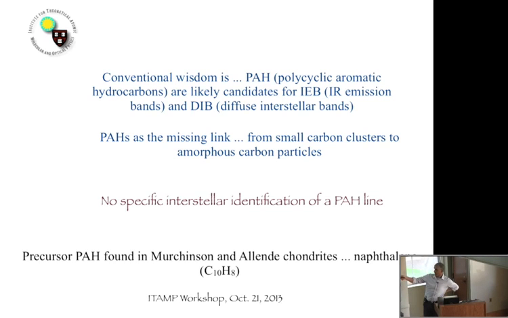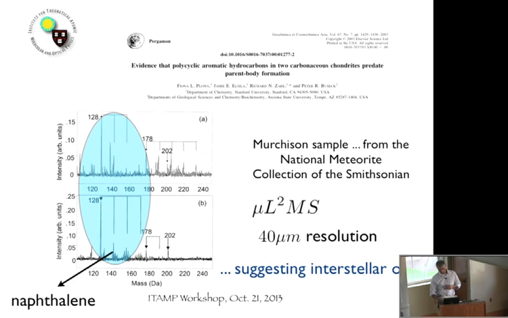But precursor PAH has been found in Murchison and Allende meteorites, and that's, of course, naphthalene. That was done in work with Dick Zare some 10 years ago, where they took samples from the National Meteorite Collection in the Smithsonian, and this is mass spectroscopy. This is a very fancy µL²MS, meaning micro laser desorption, laser ionization mass spectroscopy. And they found 128, which is naphthalene, in several lines. I think this is the Allende meteorite, and this is Murchison meteorite, suggesting that there is an interstellar origin to PAHs.